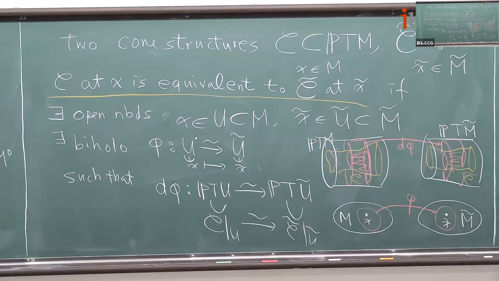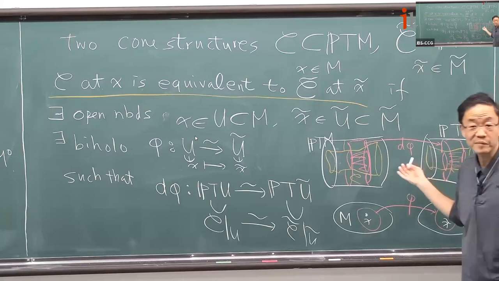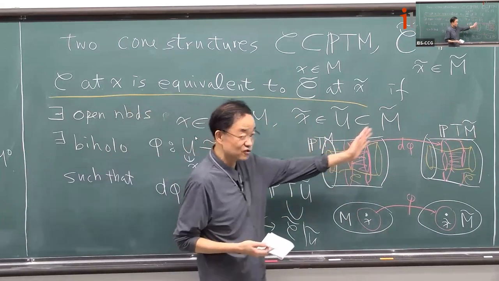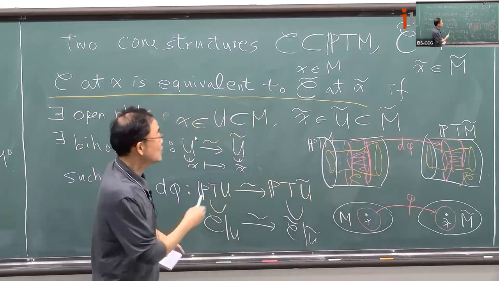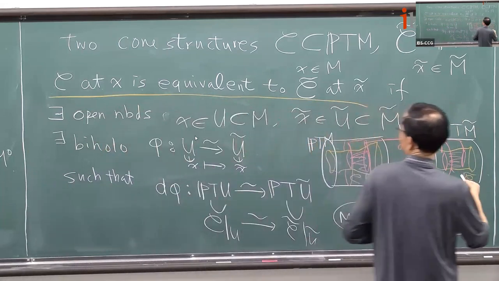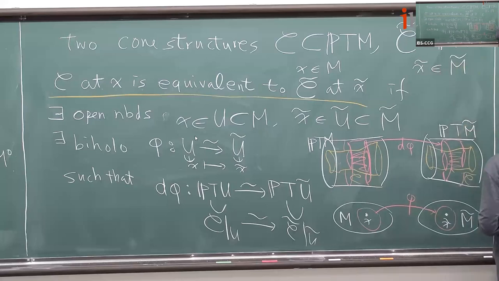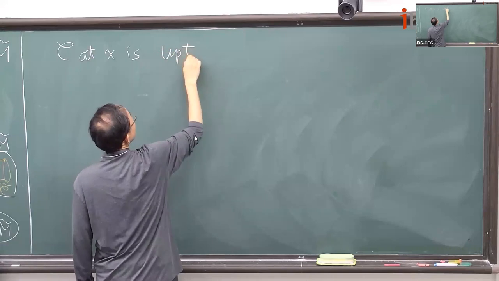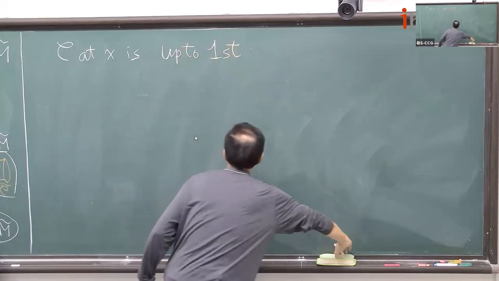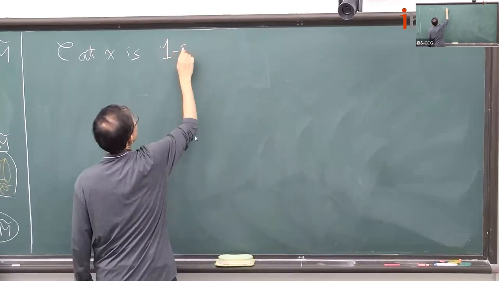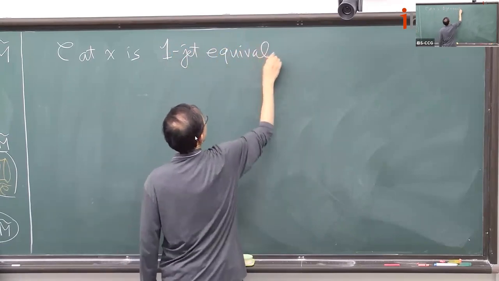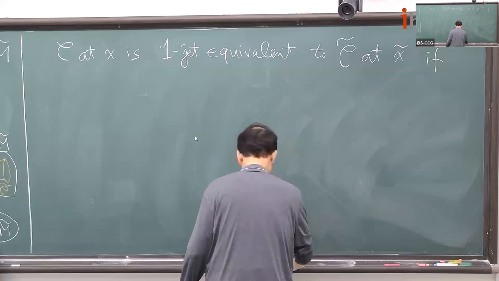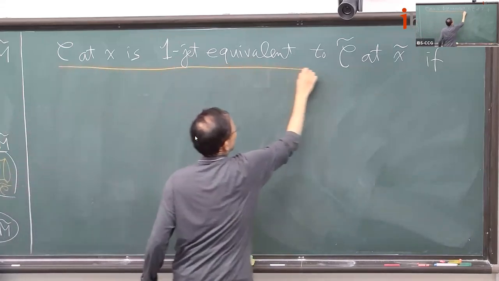Now, the equivalence of two cone structures is not easy to check in differential geometry. This is the basic problem of local differential geometry: how to show that two structures are locally equivalent? It's a difficult problem. So we introduce something slightly easier. In the same situation, I say that C at X is, up to first order, well, to save time, let's say one-jet equivalent.